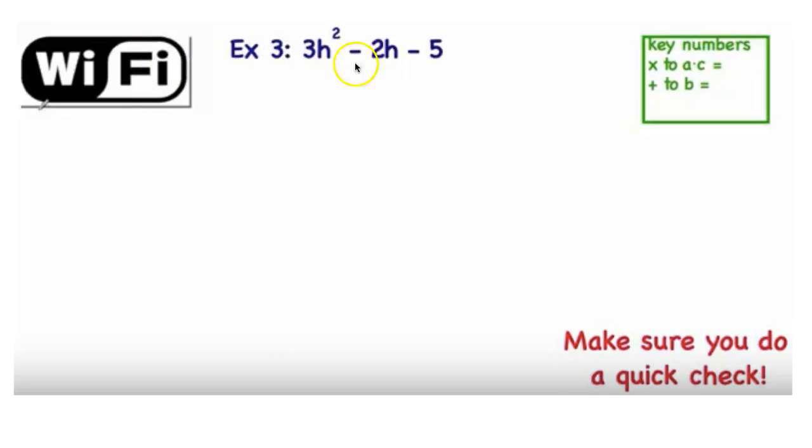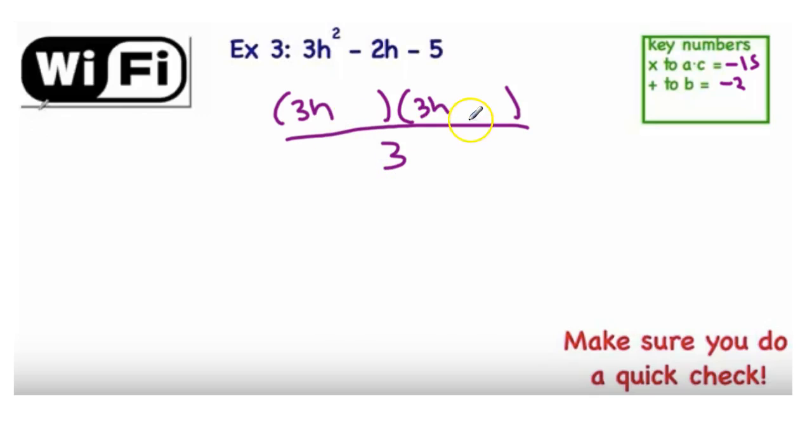So these key numbers again, we do A times the C. So 3 times negative 5, that's negative 15. And then the B is negative 2. So before I even choose those numbers, I have a 3 in front of the h squared. So I'm going to write out 3h times 3h, and that will be divided by 3. That's how the Australian method is set up. Now I just need to find the numbers to insert there and there.